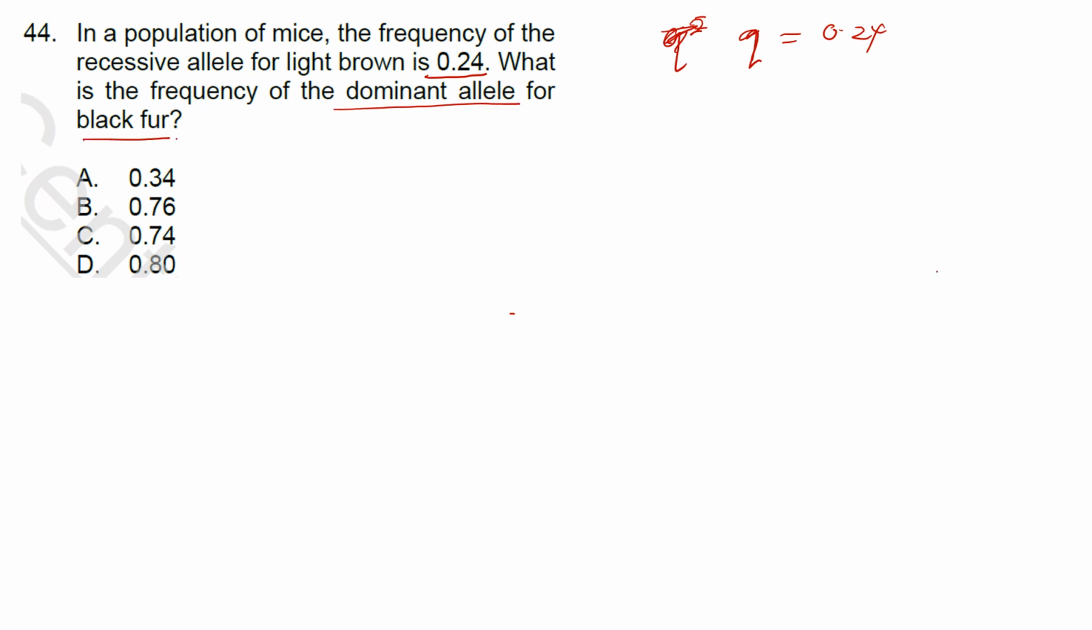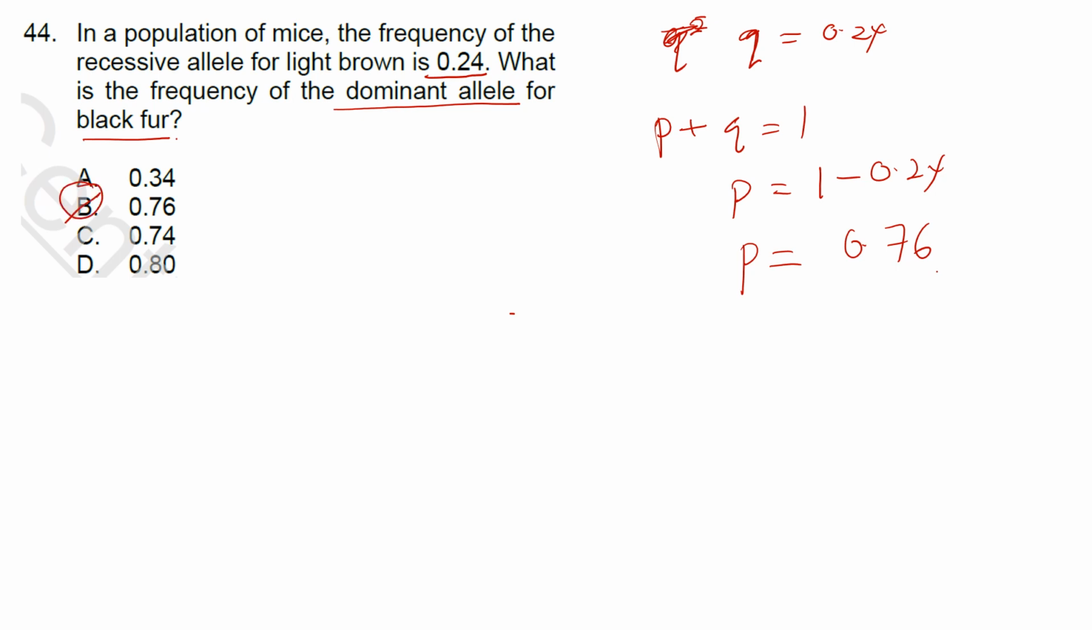What is the frequency of the dominant allele of black fur? This one is really easy because you only have to use this formula: P plus Q equals 1. So you just insert the value of Q. P equals 1 minus 0.24, and you will get the frequency of the dominant allele, which is 0.76. So the answer is B.